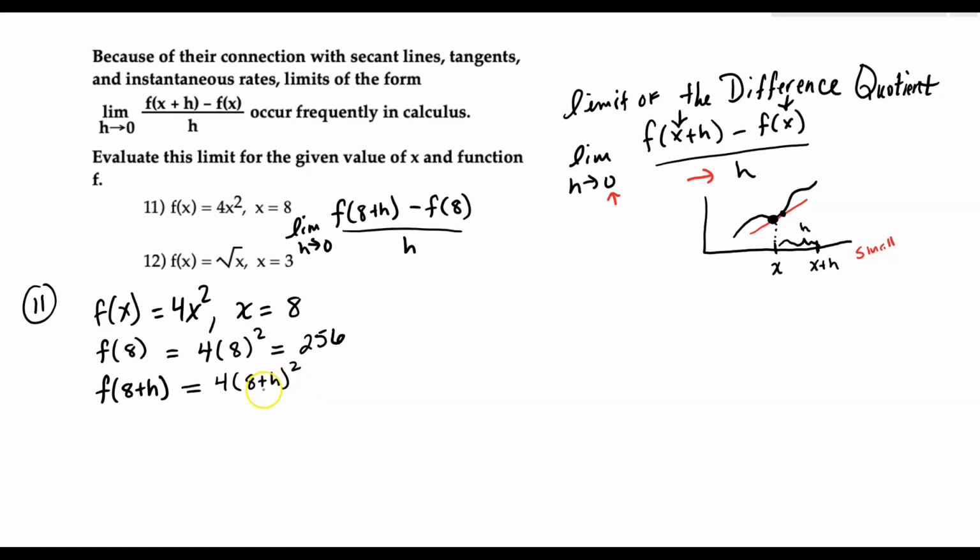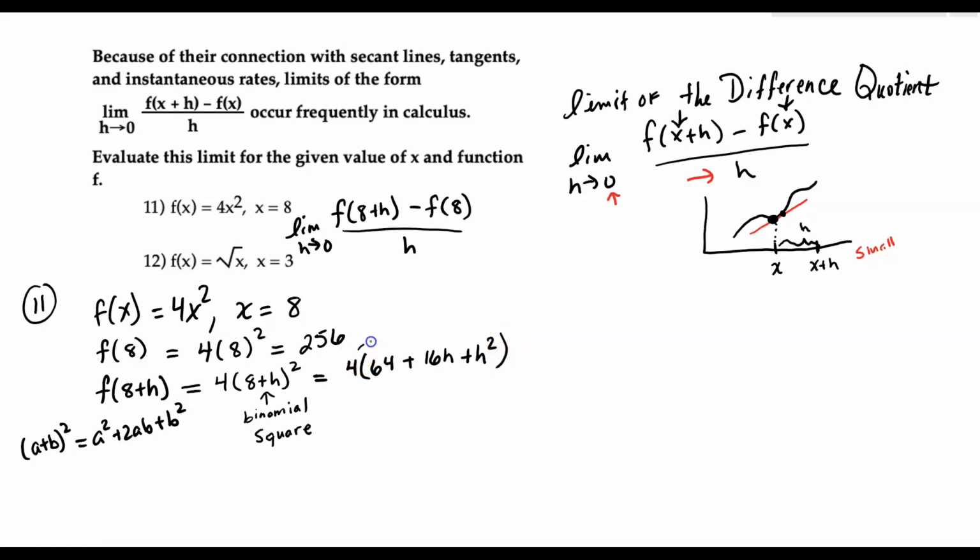Now this right here is what we call a binomial square. Let's refresh our memory for a second. What is a binomial square? In this case, we're looking at a plus b squared, so that's a squared plus 2ab plus b squared. It's an expanding technique when you're multiplying, a special product. So we have our 4 outside. We square the first term, 8, which gives 64. Then 2 times 8 times h, that's 16h, plus h squared.